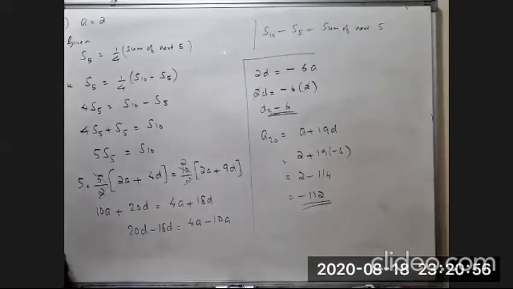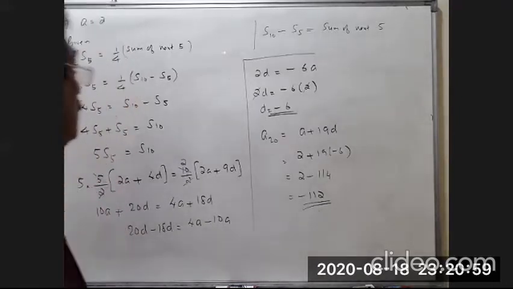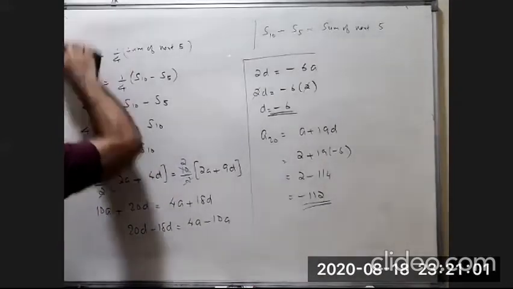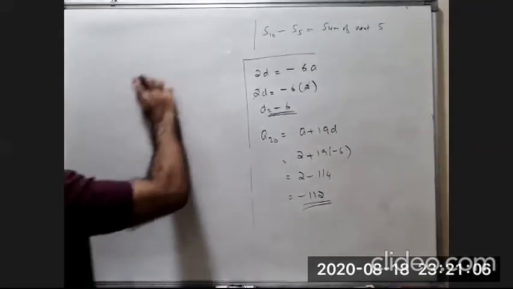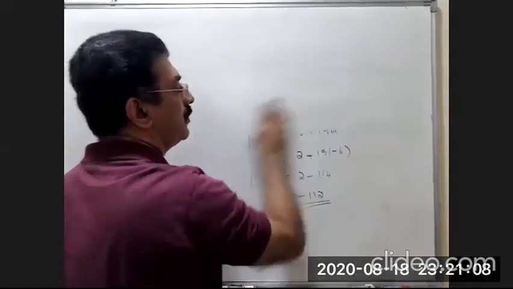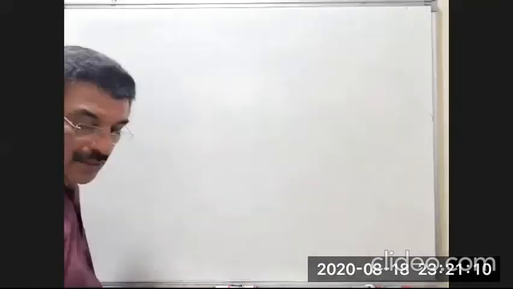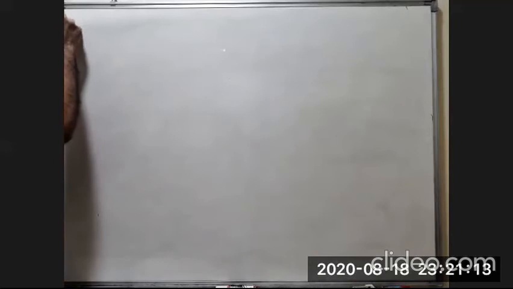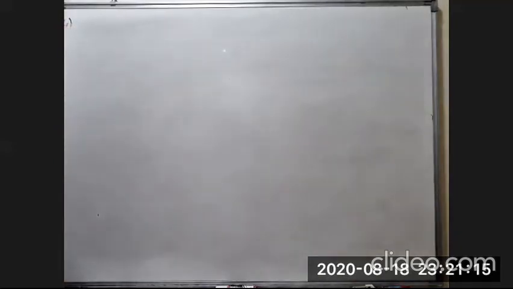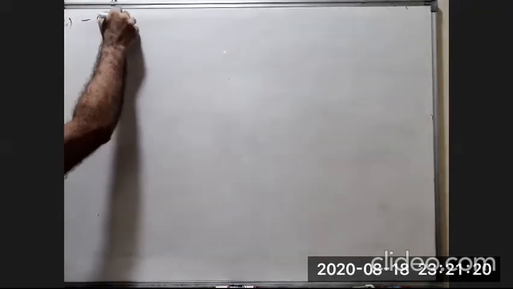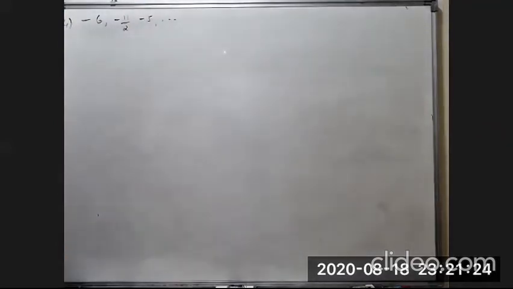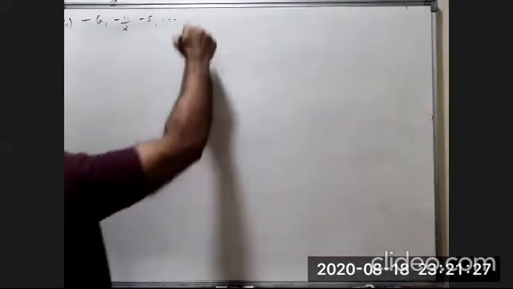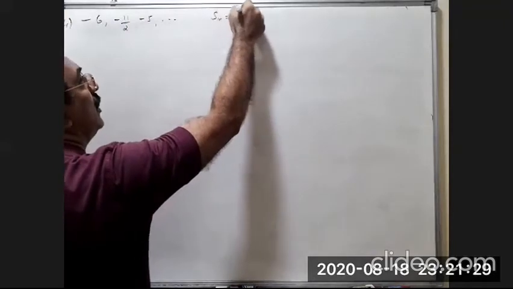Fourth one. How many terms of the AP minus 6, minus 11 by 2, minus 5, and so on are required to get the sum as minus 25?